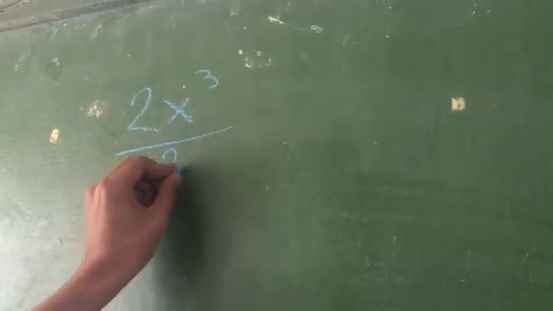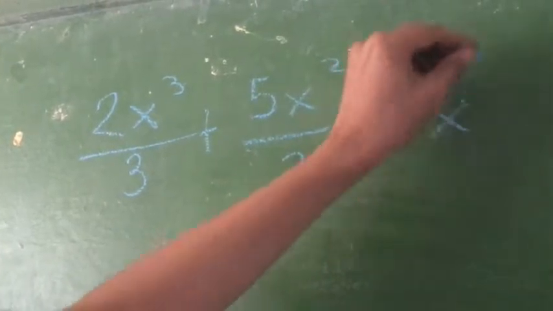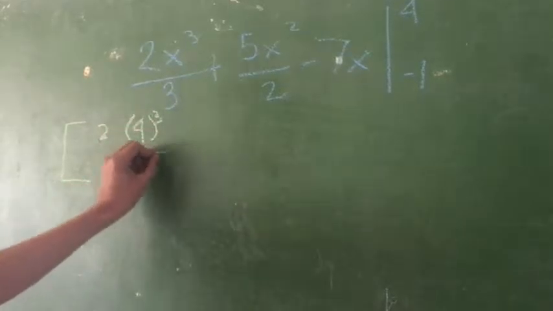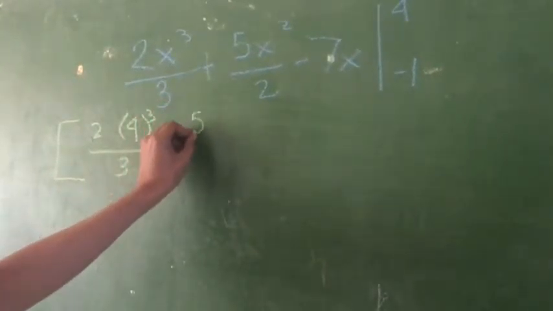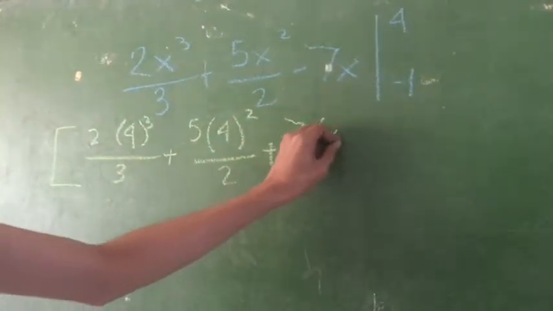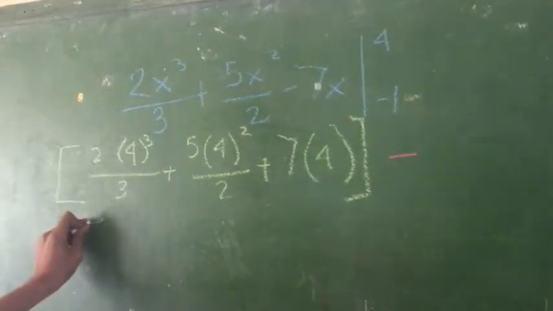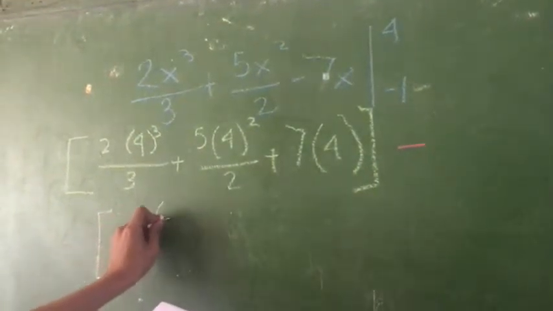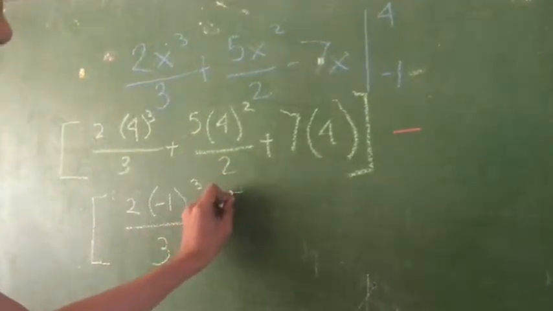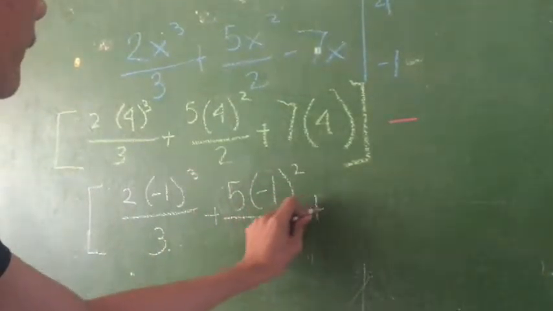After getting the antiderivative of the given function, substitute the given limits, where 2 times 4 cubed over 3 plus 5 times 4 squared over 2 minus 7 times 4, and then the other limit minus 2 times negative 1 cubed over 3 plus 5 times negative 1 squared over 2 minus 7 times negative 1.